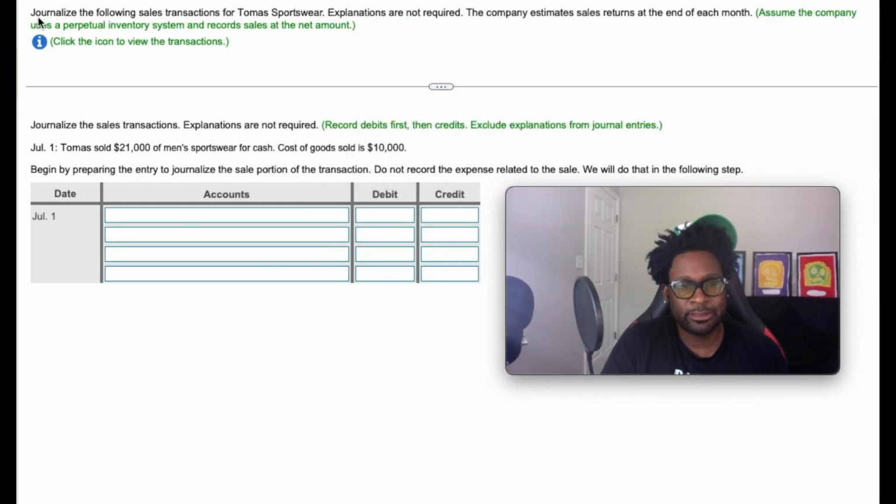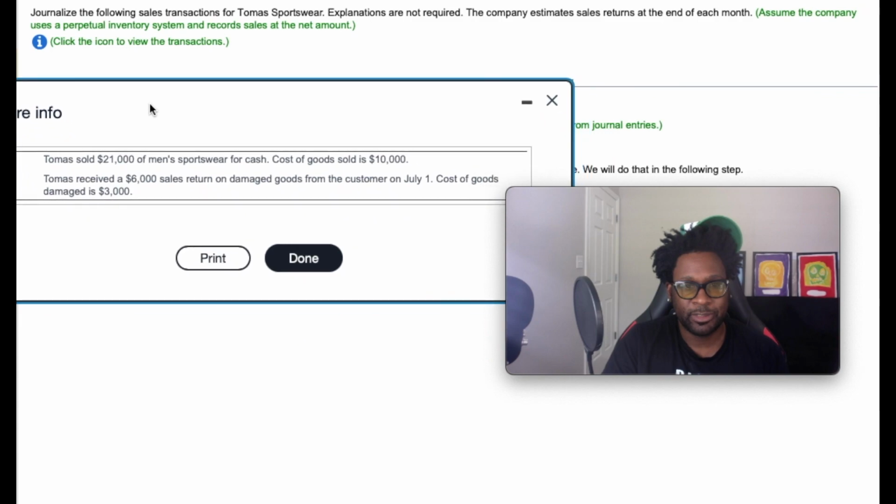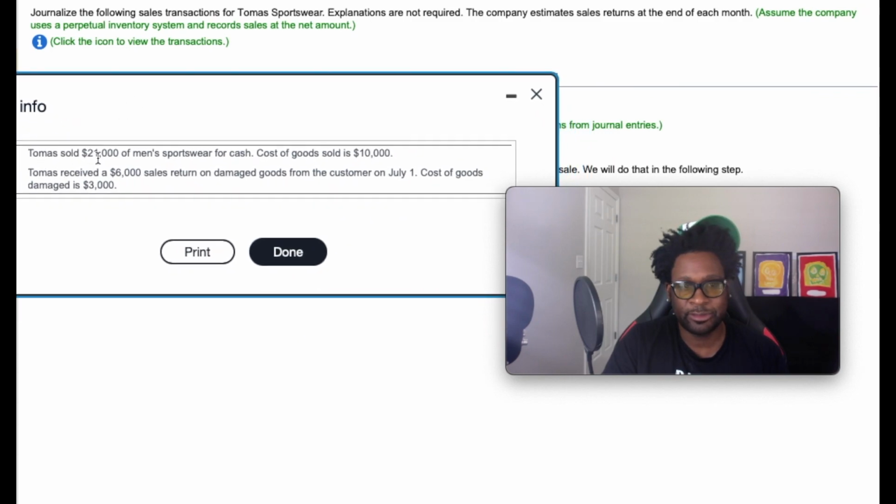It tells us to journalize the following sales transactions for Thomas Sportswear. Explanations are not required. The company estimates sales return at the end of each month. And so we have some information here. It said Thomas sold $21,000 of sportswear for cash. Cost of goods sold was $10,000. And Thomas received $6,000 sales return on damaged goods from the customer on July 1st. Cost of goods damaged was $3,000.